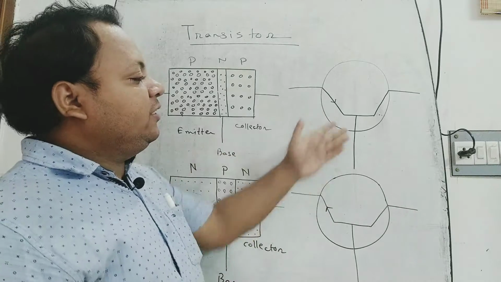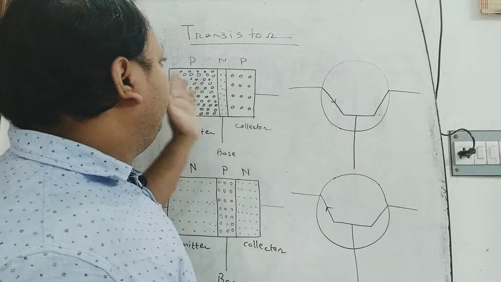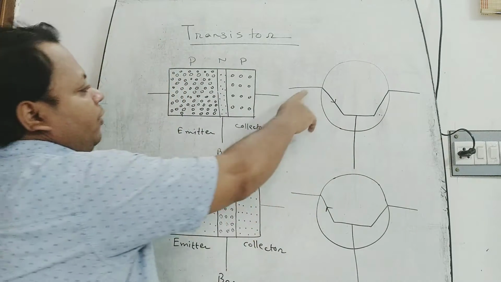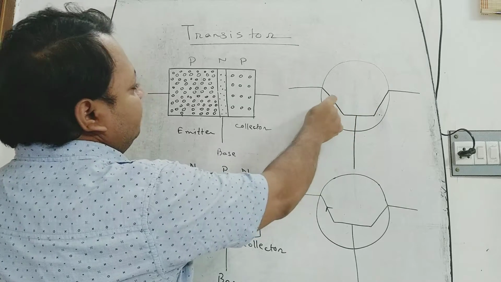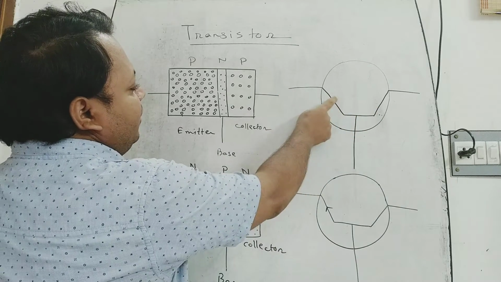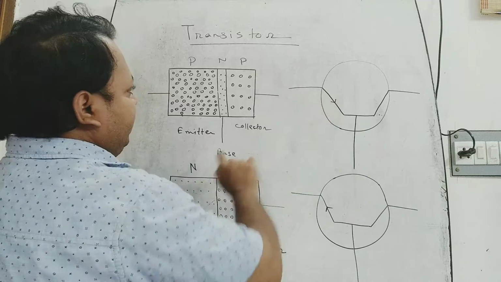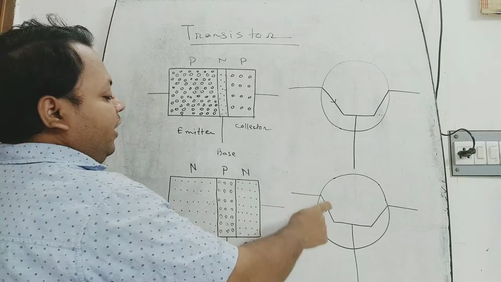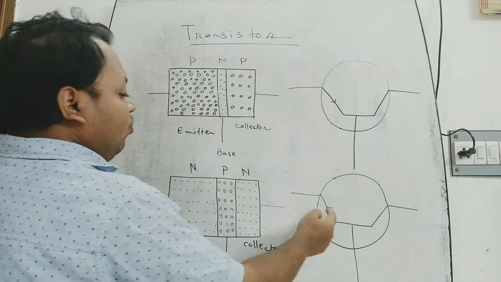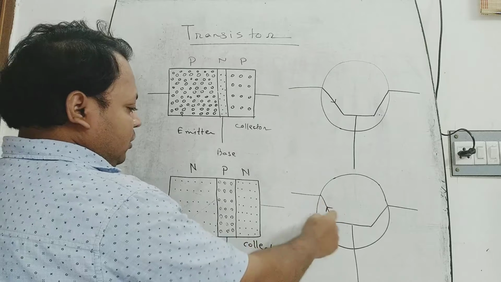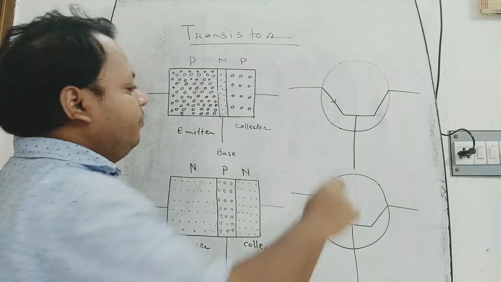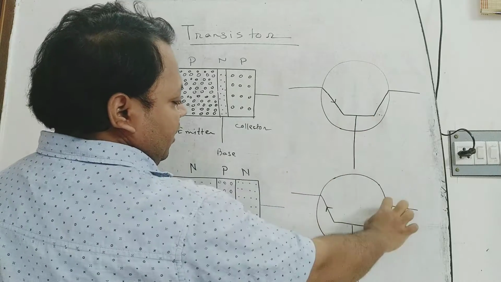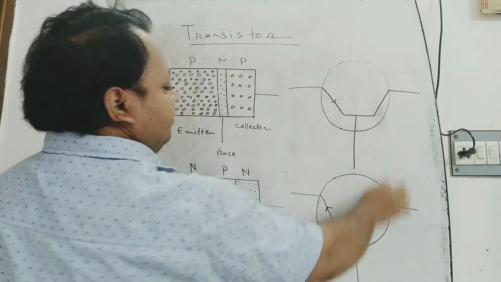And these are the circuit symbols of PNP or NPN transistor. For PNP, the arrow moves in the inward direction, and for NPN, the arrow moves in the outward direction. The arrow shows the emitter portion, and the middle portion is base and the other portion is collector.